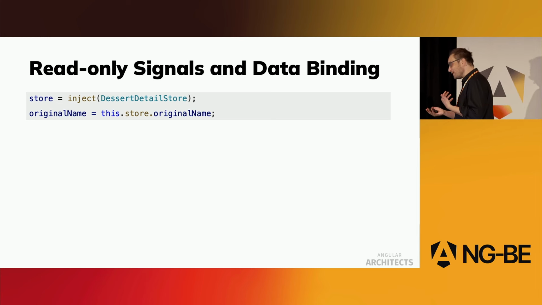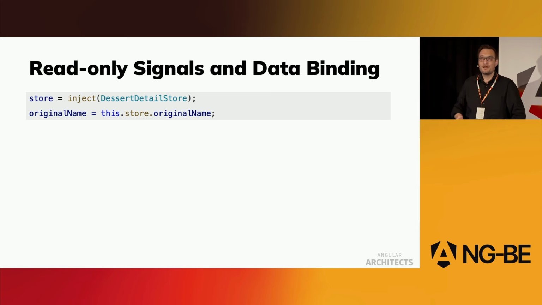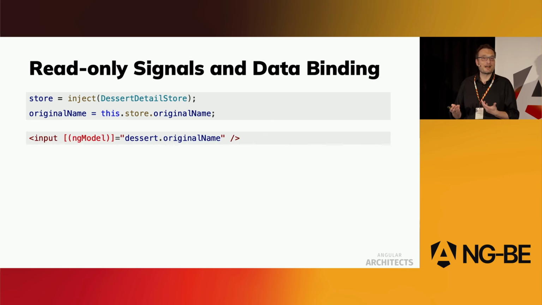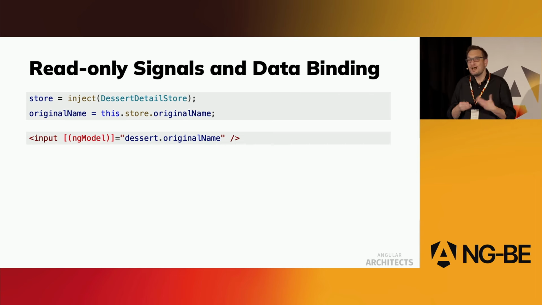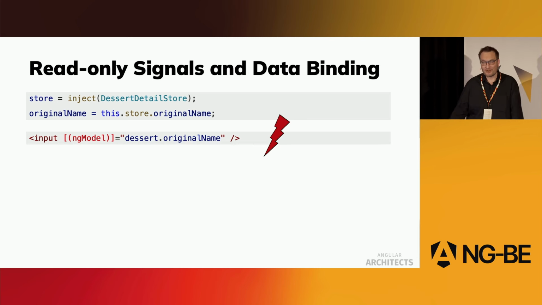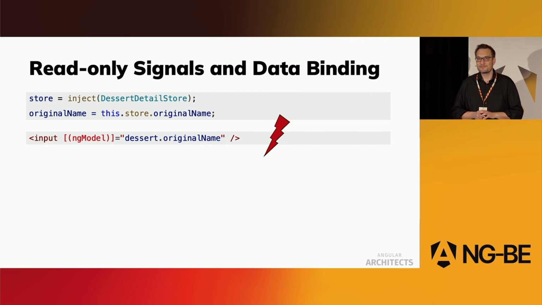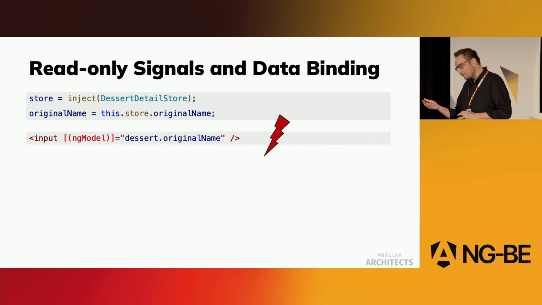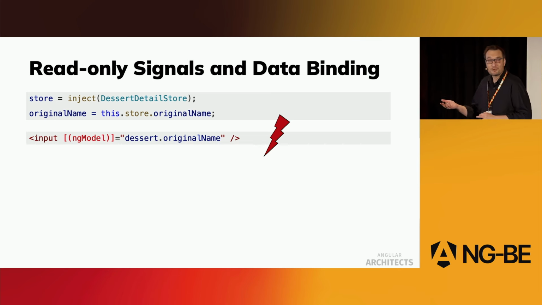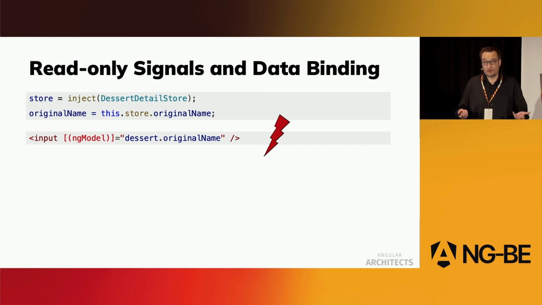And as usual, if you work with a store, the data you get is read-only. However, sometimes we want to data bind such data to input fields and so on. And this might look okayish at first glance, because we all know ng model is supporting signals. However, it won't work because it's read-only, isn't it? And we have this issue not only for stuff from the store, but also for computed stuff, because obviously the result of a computation is also read-only.